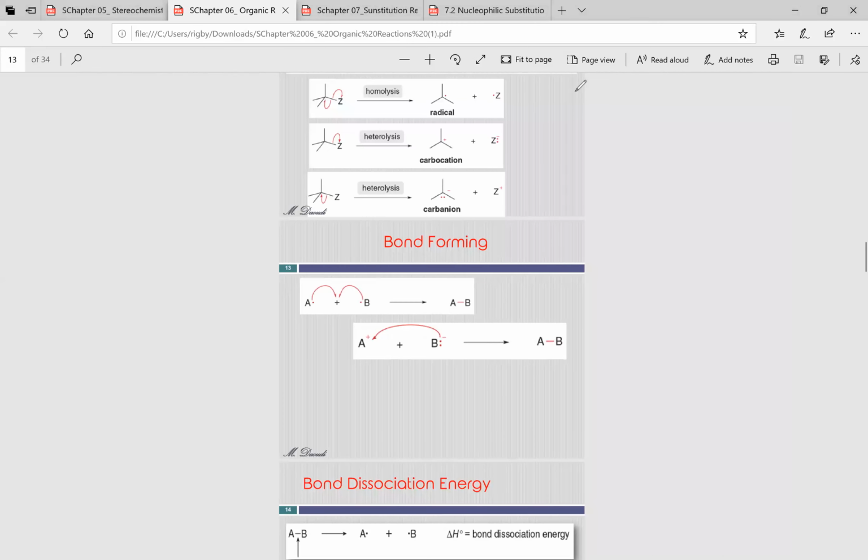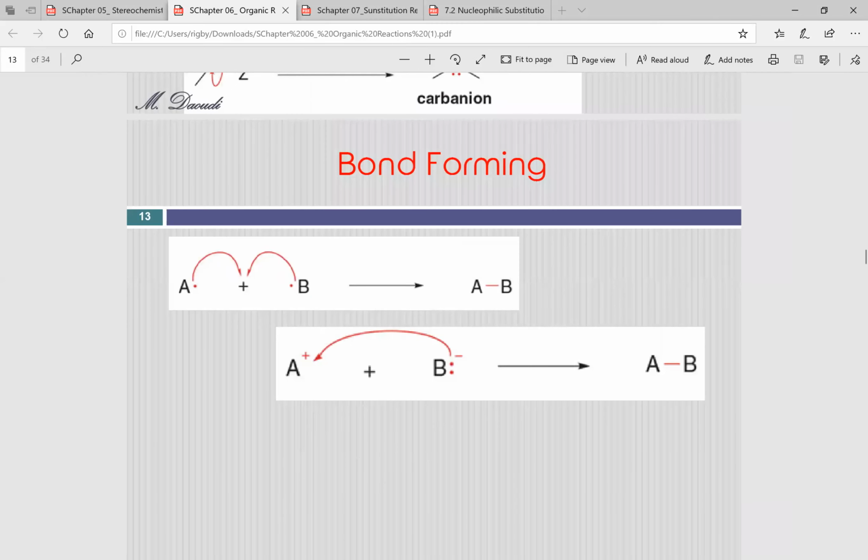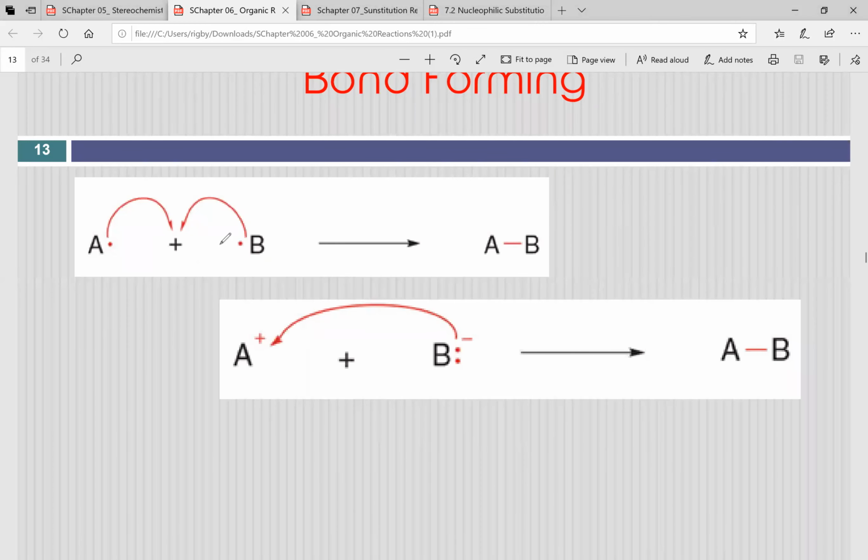Here's another example of how arrows will move. We can see here in the bond forming of 2 radicals, the 2 electrons meet in the middle because we can't exactly say the electrons are going anywhere, because we can't say that B is moving 1 electron to A and A is moving 1 electron to B. It's more correct to say that the 2 electrons, or 1 on each atom, are coming together to make 1 full bond, so they come to the center here.